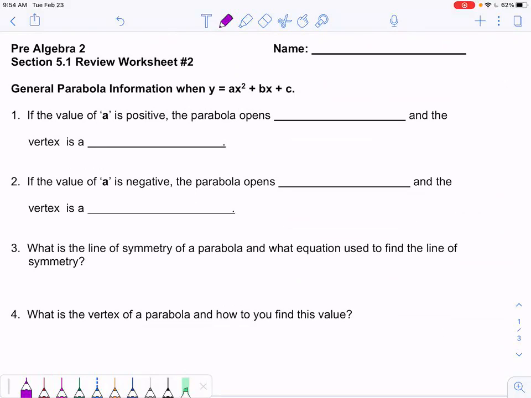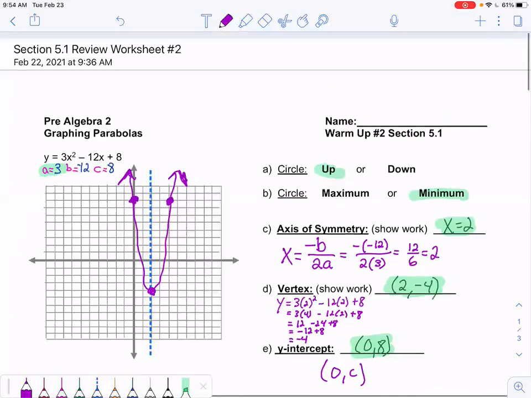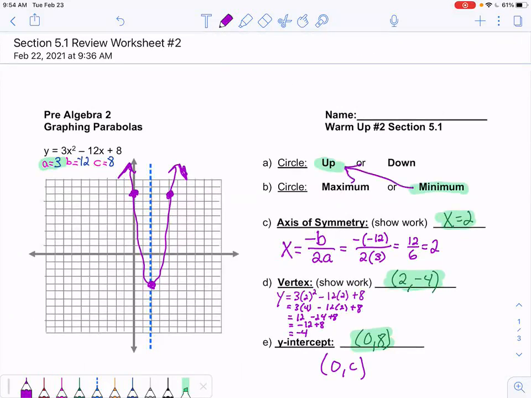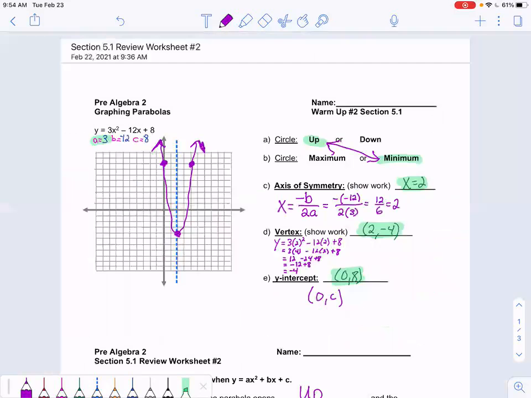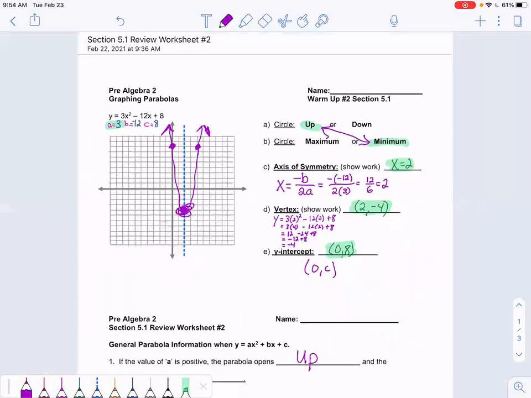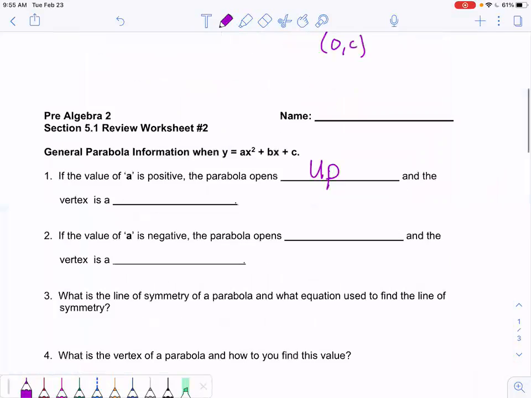Anya, if the leading coefficient a is positive, the parabola opens what? Opens up. Yeah. If it opens up, we could go up top. Up means minimum. That point right here, that's a minimum point. Every time it opens up, it's always a minimum. Up and minimum go together.